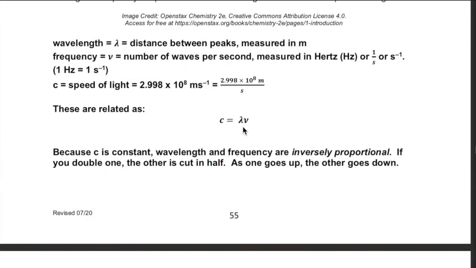So we're going to be dealing with light, either visible light or other types of electromagnetic radiation, and these all travel at the speed of light. So we mentioned that the wavelength times the frequency would be the speed of that wave, and for us we're going to be dealing with the speed of light, which is 2.998 times 10 to the 8th meters per second.